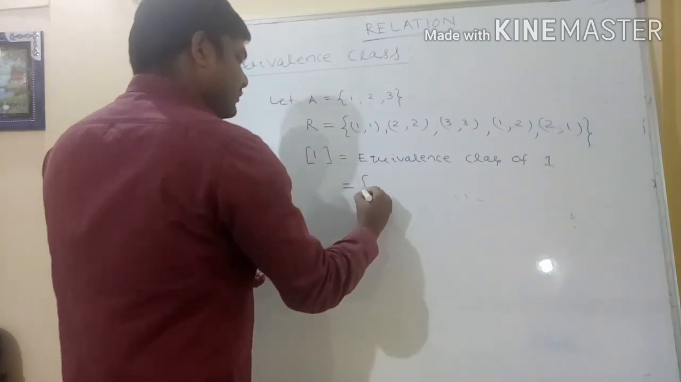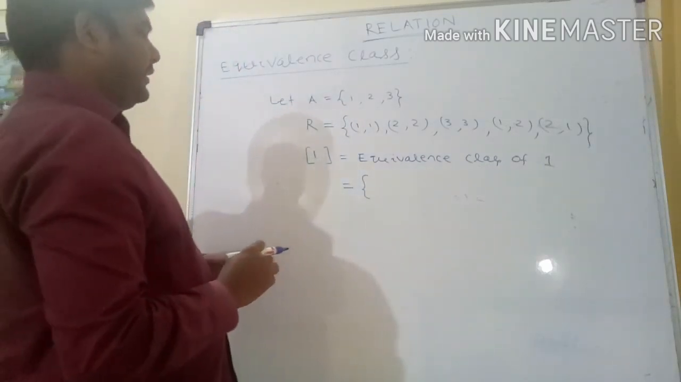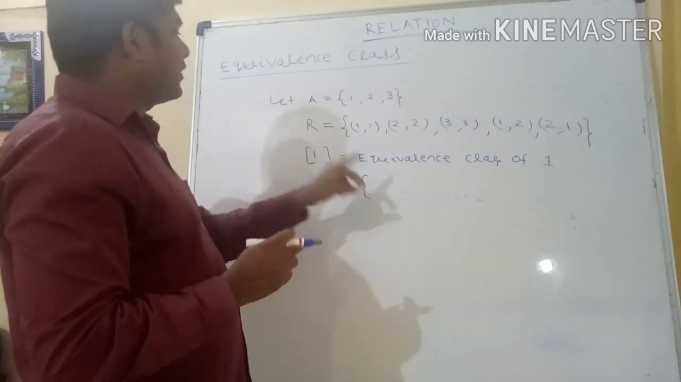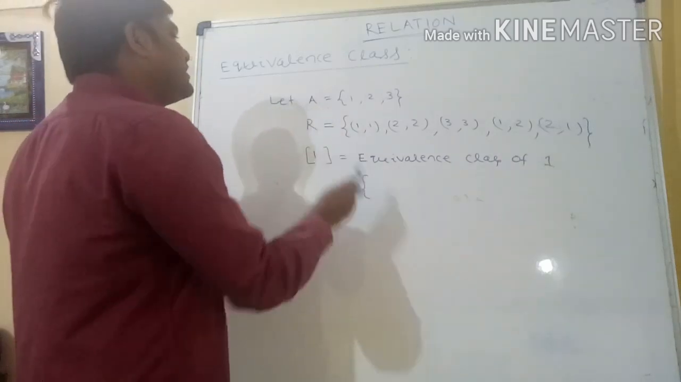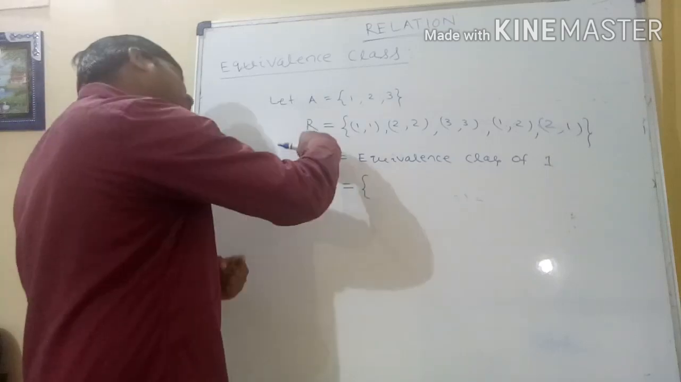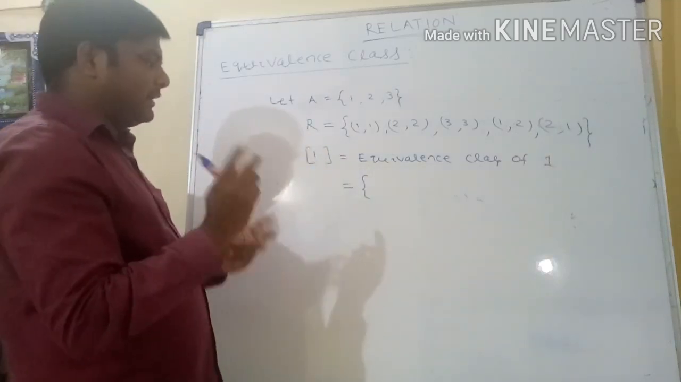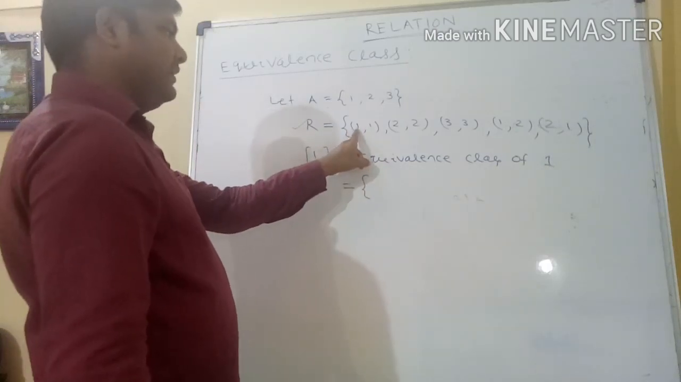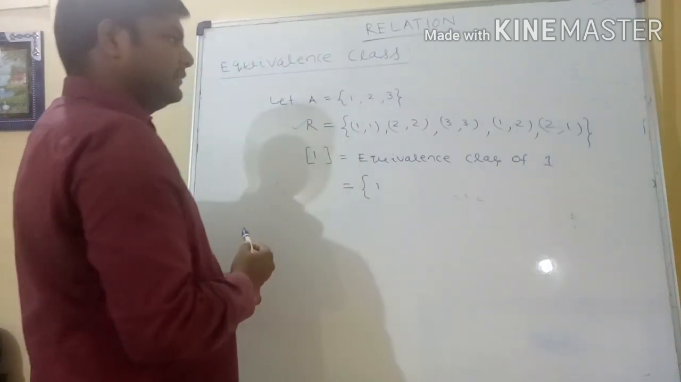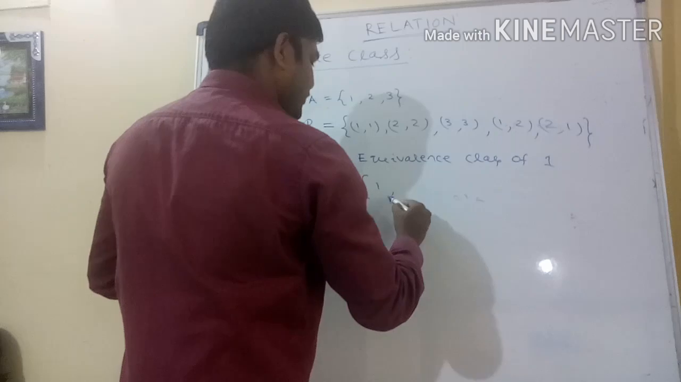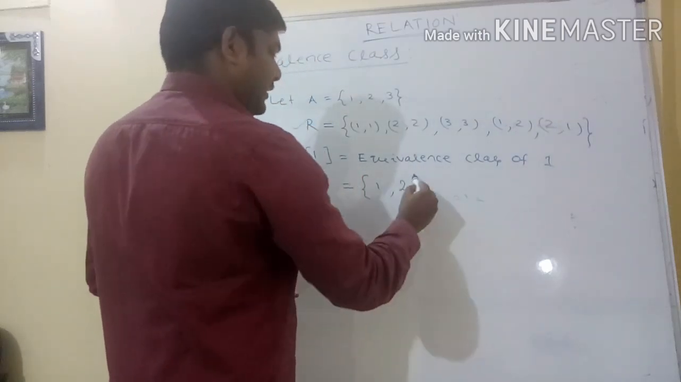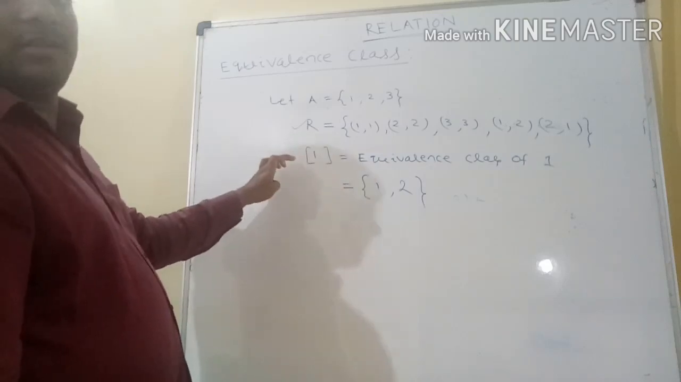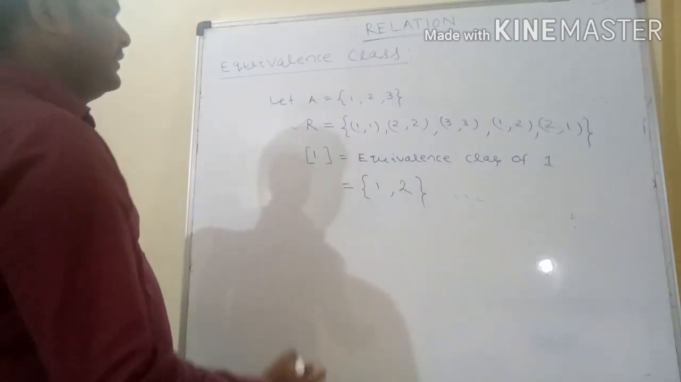This is equal to, okay, equivalence class is a set. This set contains some elements of A which are related to 1. Now see the relation, which are related to 1. 1 is related to 1, so we take 1. 1 is also related to 2, so we take 2. Now this set {1, 2} is called the equivalence class of element 1.